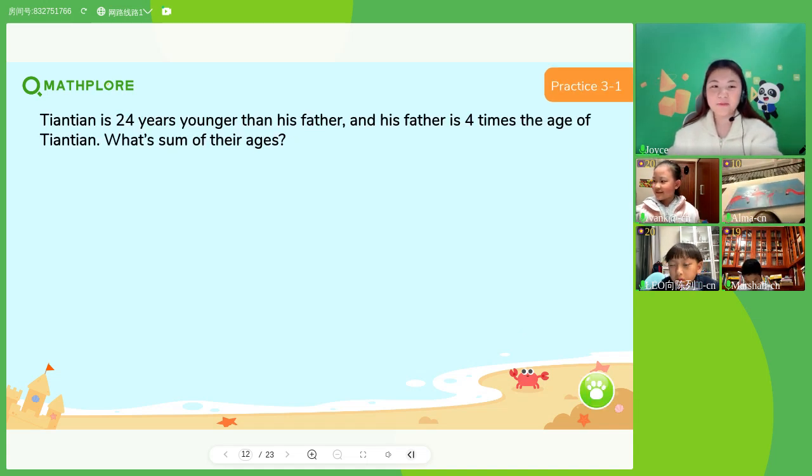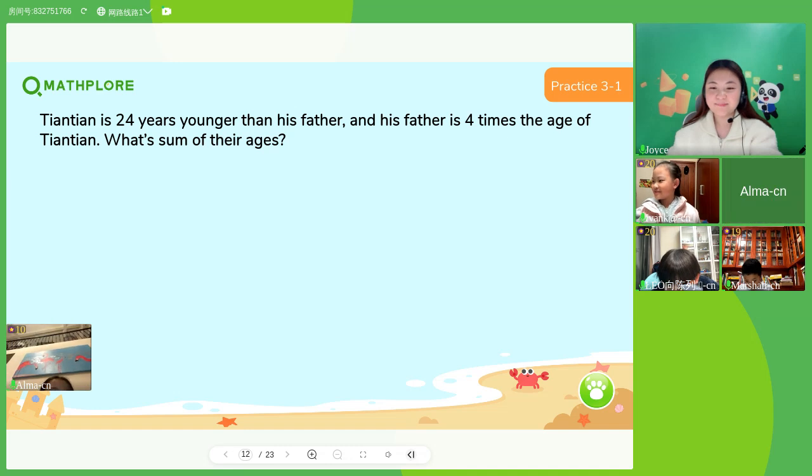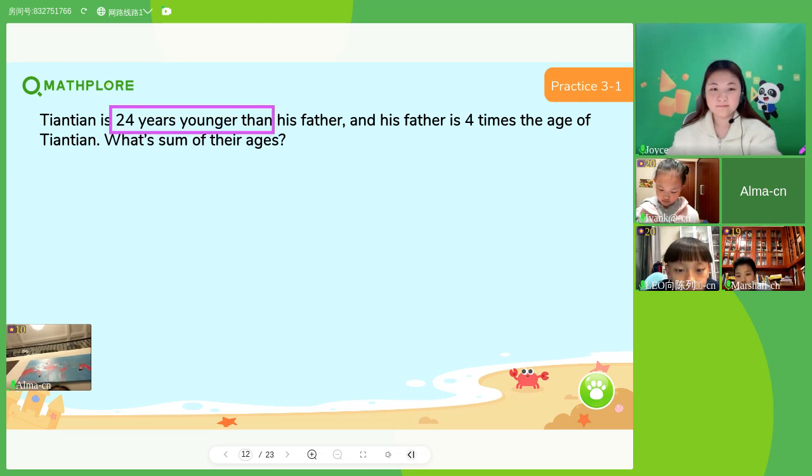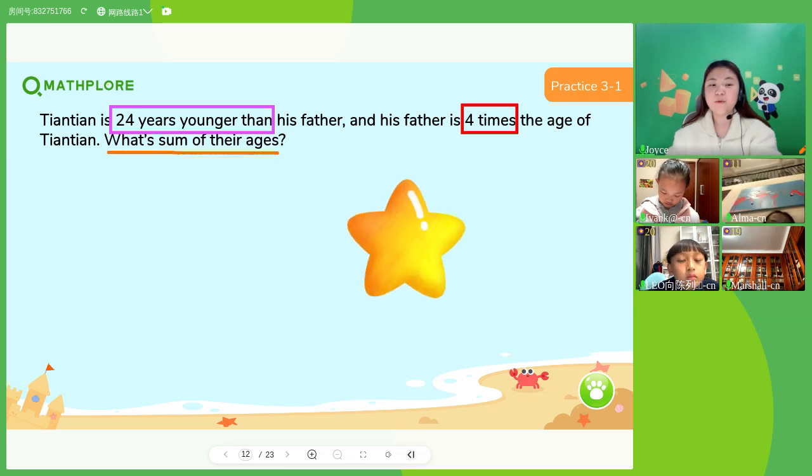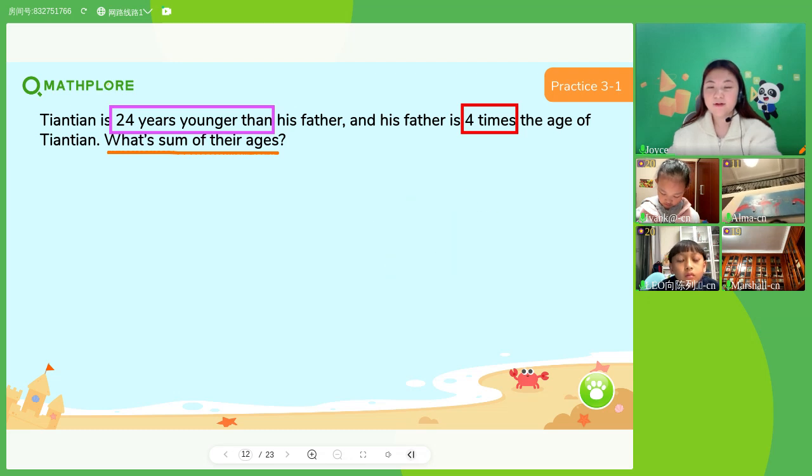Elma, can you help us read the sentence, please? Tian Tian is 24 years younger than his father. And his father is 4 times the age of Tian Tian. What's the sum of their ages? Yeah, perfect. We need to find the sum of their ages, right?